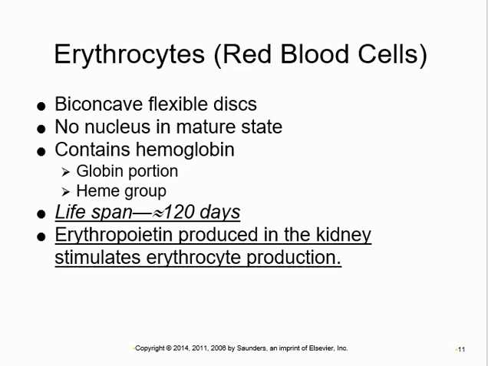Okay? Are we following so far? Red blood cells contain hemoglobin. What's the hemoglobin? Hemo and globin. Globin is a protein. Hemo is the part that contains the iron. So hemoglobin is the contents of the red blood cells. The lifespan of the red blood cells is 120 days, which is about 4 months.